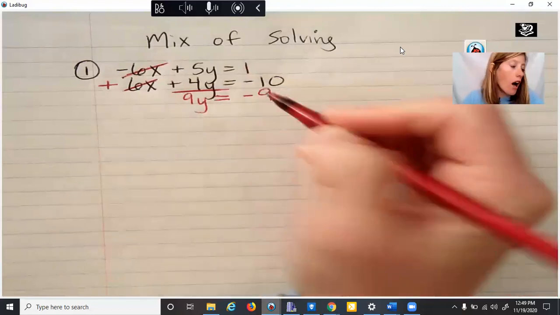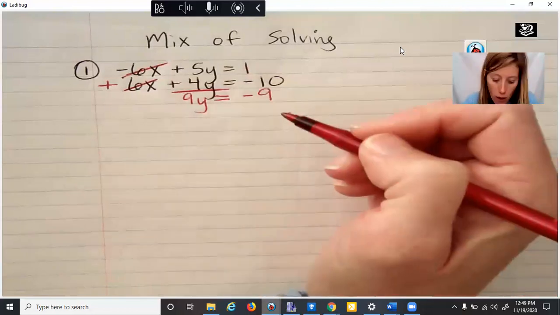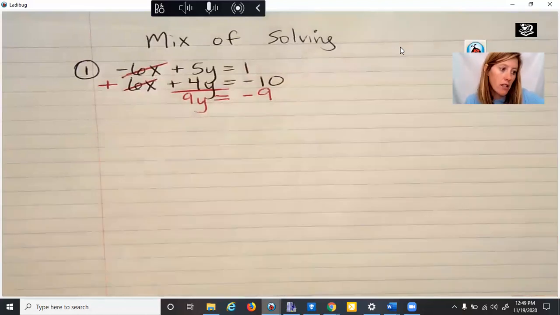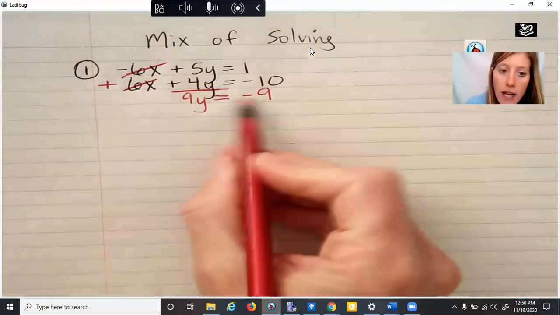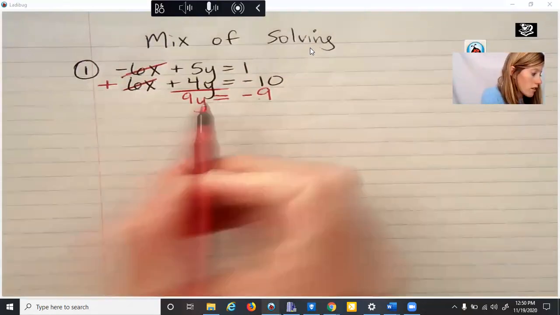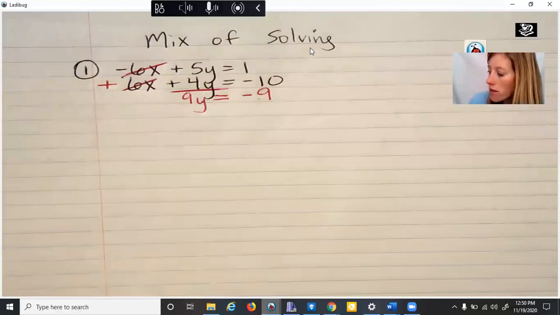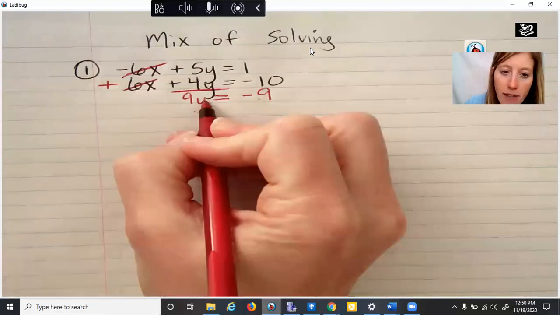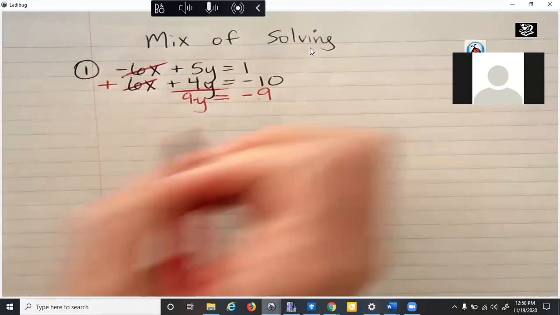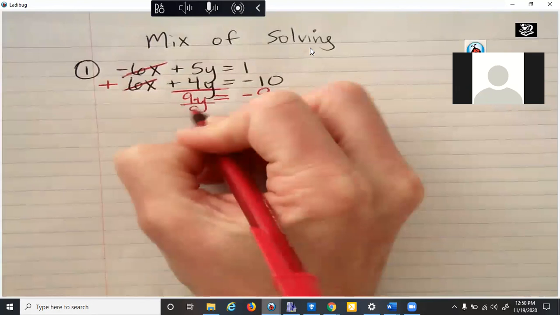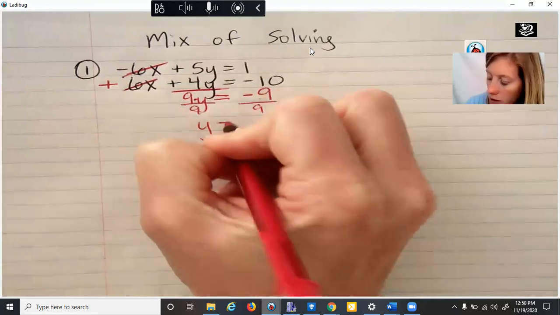Okay. Let me have Orlando. What do you do next? I'm right here, Orlando. How do I get y by itself? How do I get rid of this 9? This is multiply. What's the opposite of multiply? Divide. I need to divide both sides by 9. So I get y equals -1.